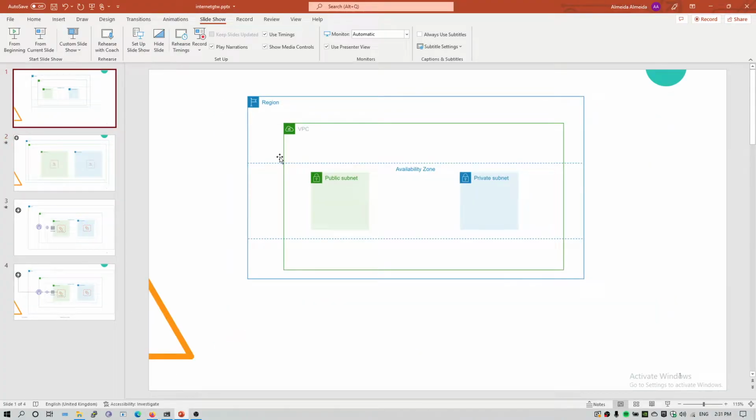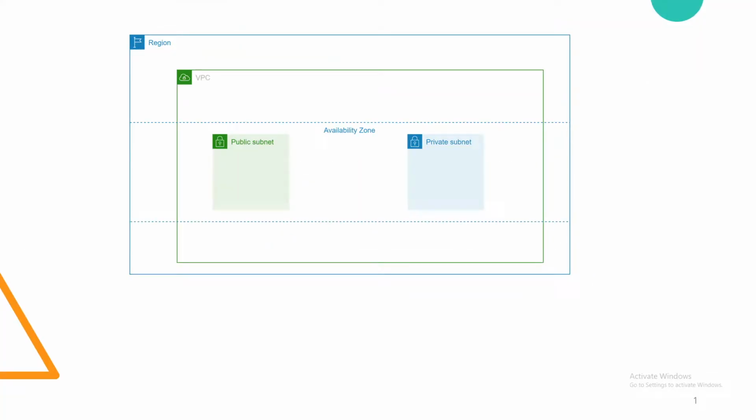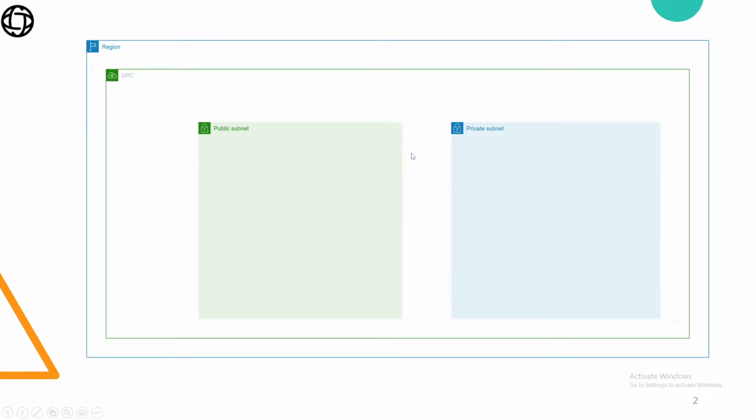So in the previous video of this set of videos we had created a VPC and two subnets, a public one and a private one. So the goal of this video is to give direct internet access to the public subnet. Right now in this video I won't be talking about how to give access to the private subnet.